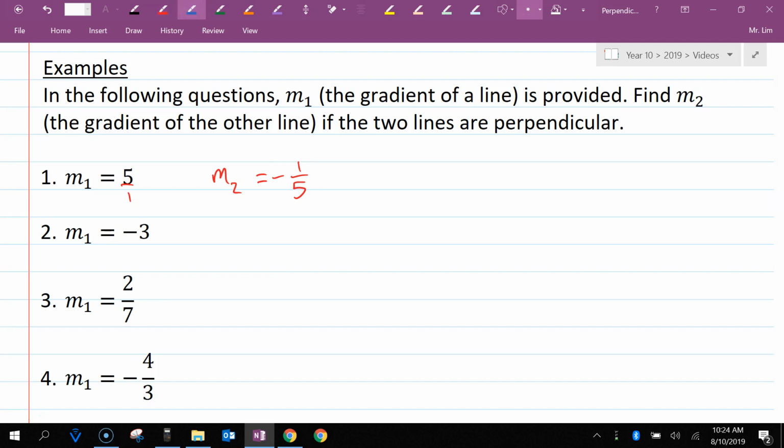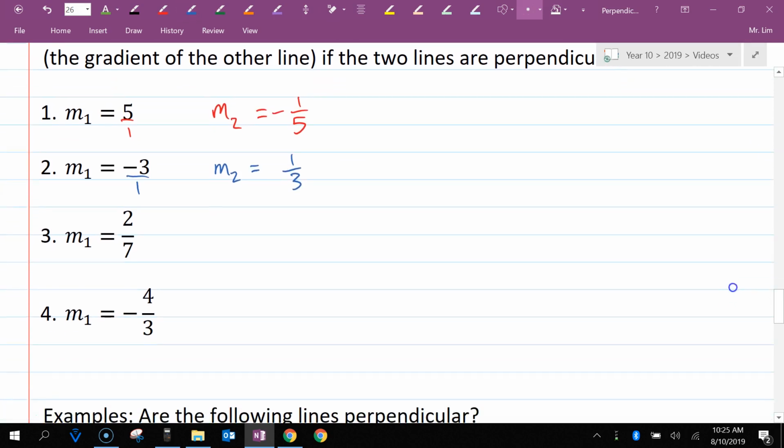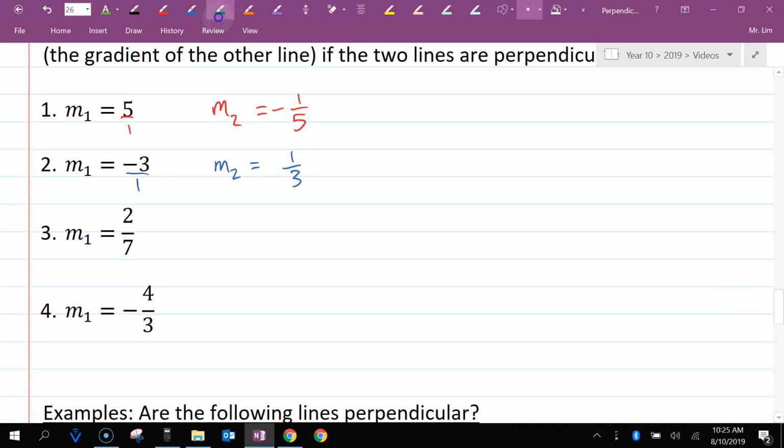So let's try question 2 together. Write it as a fraction. So m2 is: flip it, and change the sign, becomes positive 1/3. Question 3. Flip it, change the sign. Question 4, flip it and change the sign. It remains positive. Well, it changes to positive.